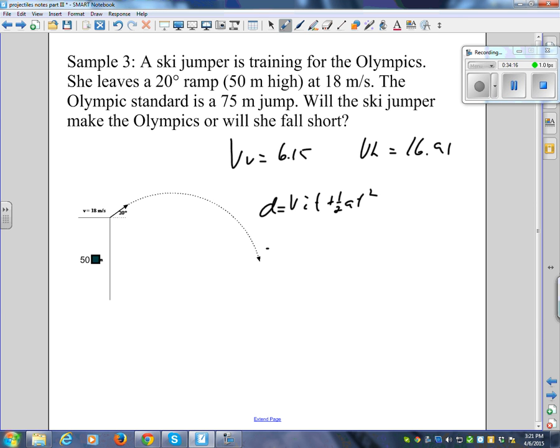So that's going to be minus 50 is equal to 6.15 T plus 1/2 of minus 9.8 T squared, right? 0 is equal to minus 4.9 T squared plus 6.15 T plus 50.